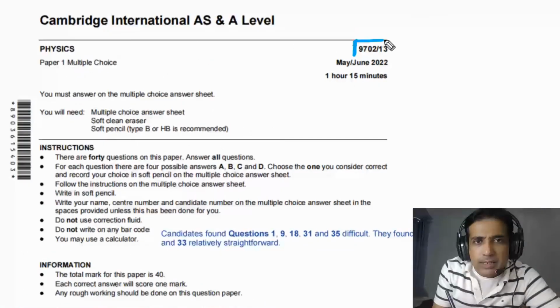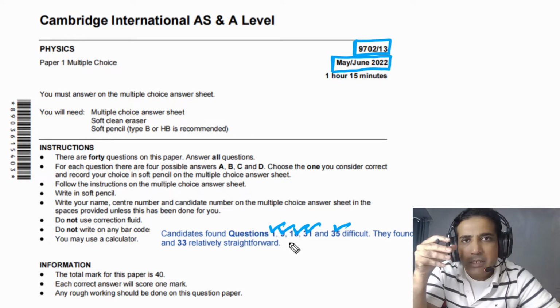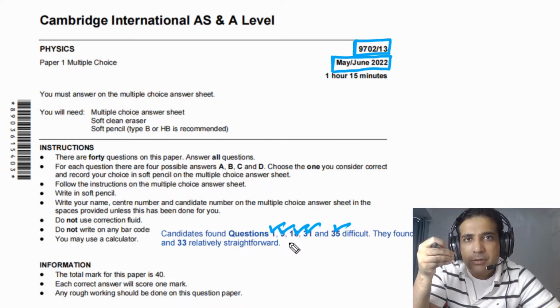In today's class, we will discuss paper 1 from May June 2022. In this lesson, we will discuss question number 1, question number 9, question number 18, 31 and 35. These 5 questions are not typical type of questions. These questions are found to be most difficult for many students in May June 2022 exam series.